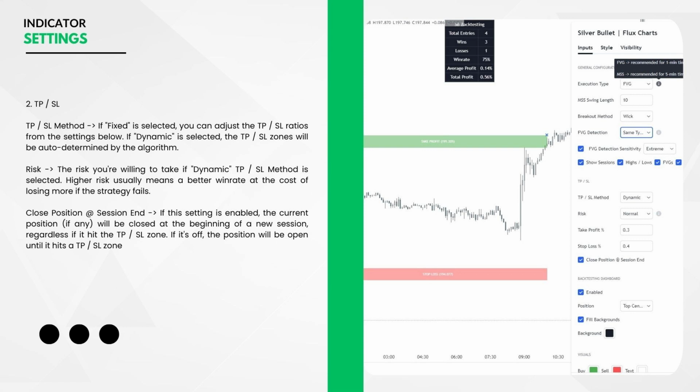Close position at session end. If this setting is enabled, the current position, if any, will be closed at the beginning of a new session, regardless if it hit the TP or SL zone. If it's off, the position will be open until it hits a TP or SL zone.